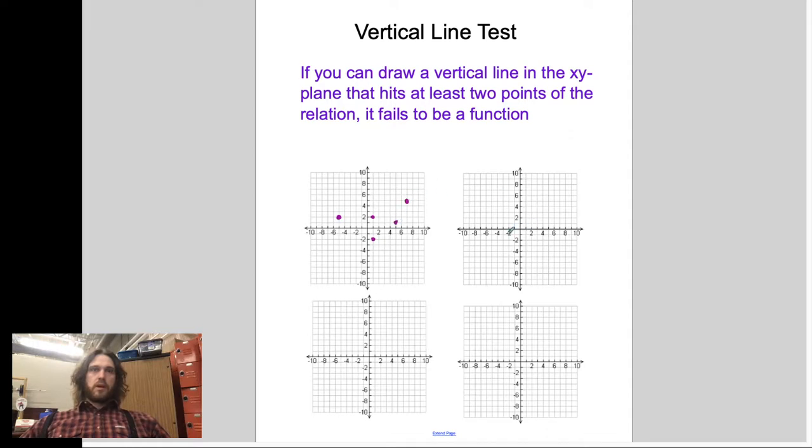Okay, let's do that one first, and then let's do this baby, and then right here, and right here.